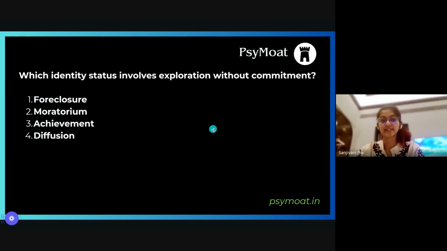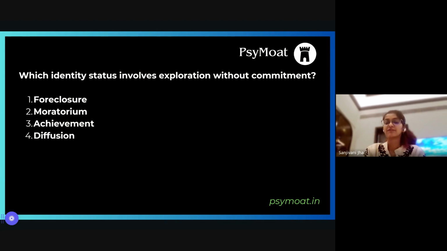Which identity status involves exploration without commitment? Foreclosure, moratorium, achievement, diffusion. Right, moratorium. Foreclosure. What do we mean by foreclosure? Does anyone know what foreclosure means, and how is it different from moratorium?